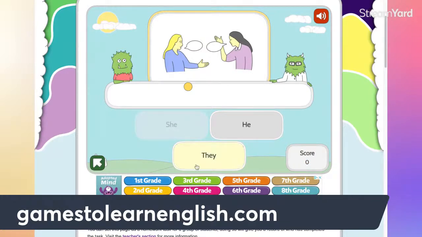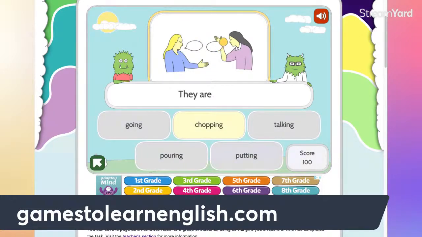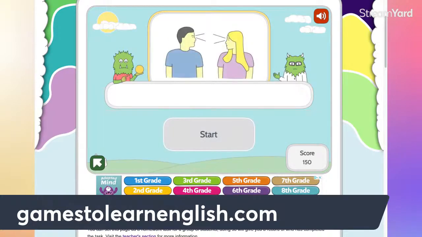Is it she or they? It's a they. They are or is. They are. What are they doing? Going, chopping, talking, pouring, or putting? Talking. So they are talking.